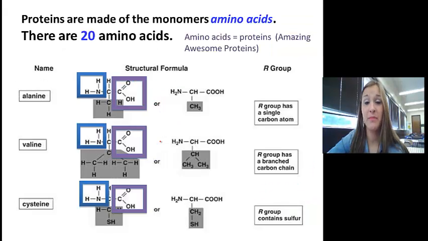Proteins are made up of the monomer amino acids. This is very, very important. They love to test you on this, that proteins are made up of amino acids. There are actually only 20 amino acids. Easy way to remember that amino acids make up proteins, think AAP, amazing, awesome proteins. Or sometimes I like to say, Ashley ate poop.